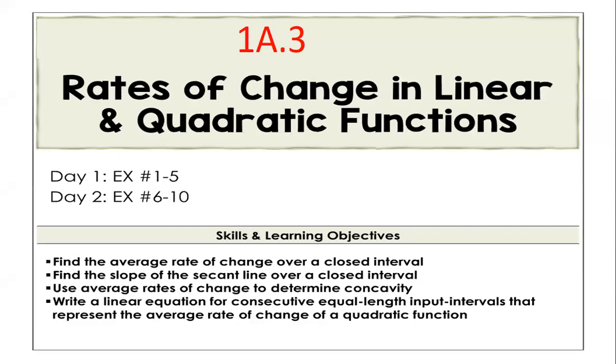We're on to 1A.3, rates of change in linear and quadratic, okay? So what we're supposed to learn according to College Board is we're going to find the average rate of change over a closed interval, find the slope of a secant line over a closed interval, use an average rate of change to determine concavity, and write a linear equation for consecutive equal length input intervals that represent the rate of change of a quadratic function, okay?